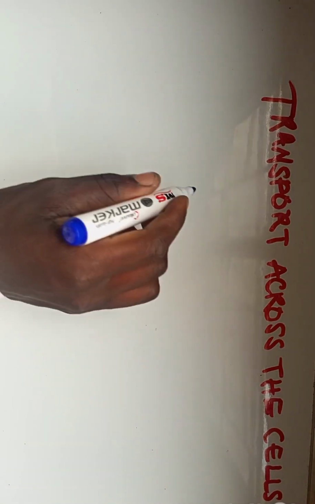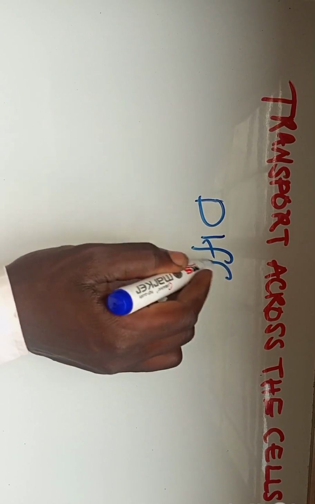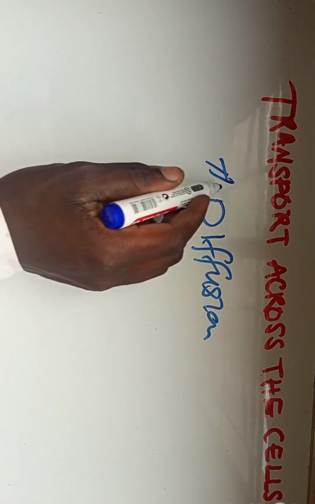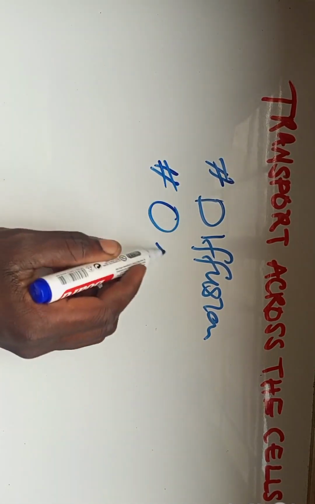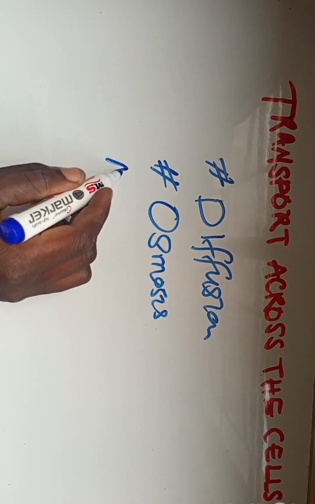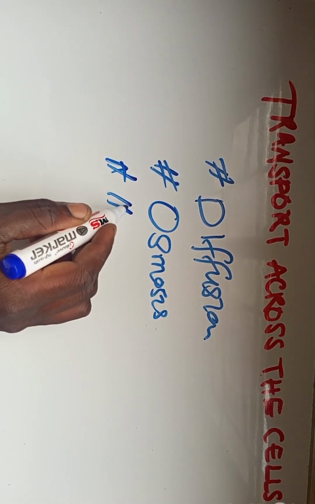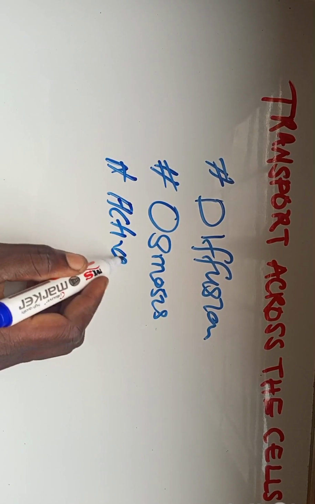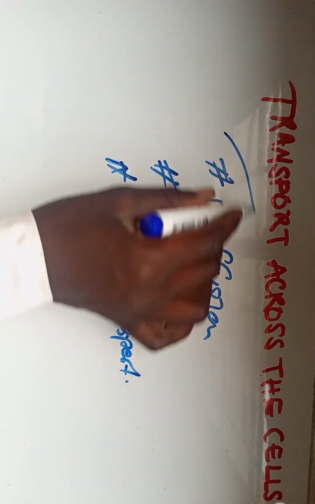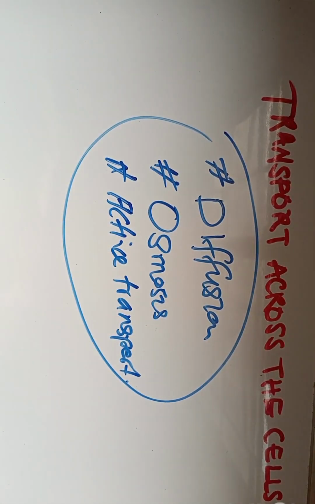The first one is diffusion. The second one is osmosis. The third one is active transport. These three things are important for substances to enter the cell or to come out of the cells.